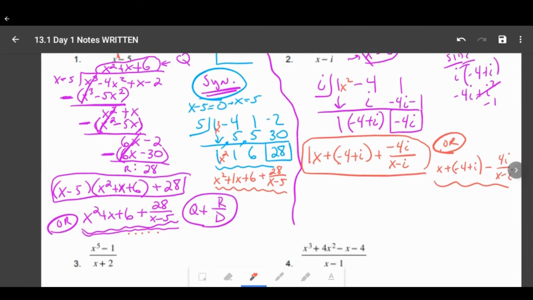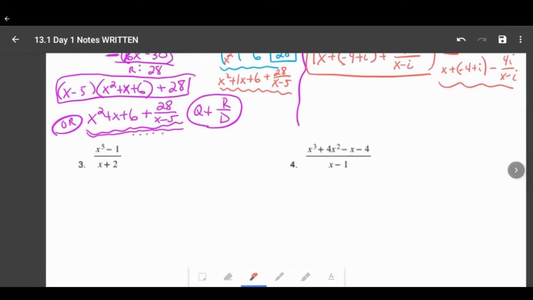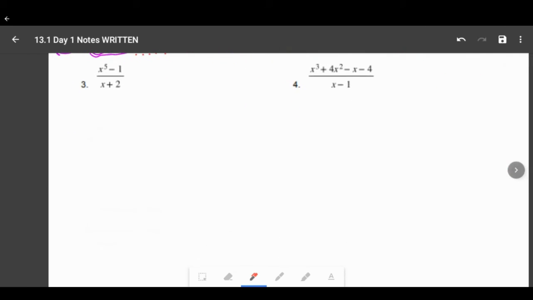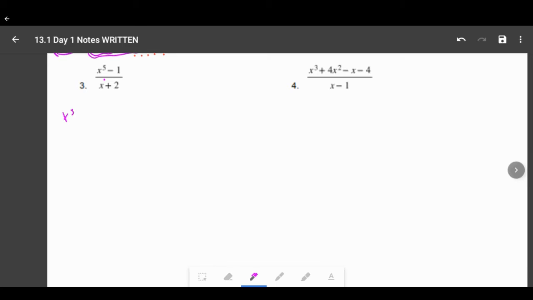Again, it looks ugly with the i, but let me keep on going. If you take a look at number 3, here's another prime candidate for synthetic division because you have an x to the first power right there. Here's the tricky thing though. If you look at that x to the 5th, we have a lot of gaps in there, because you have to think of this as x to the 5th plus 0x to the 4th plus 0x cubed plus 0x squared plus 0x minus 1.